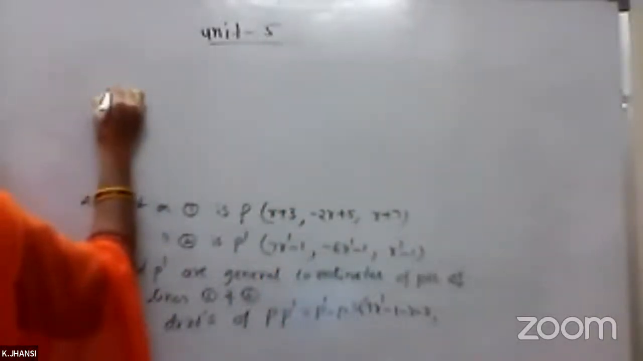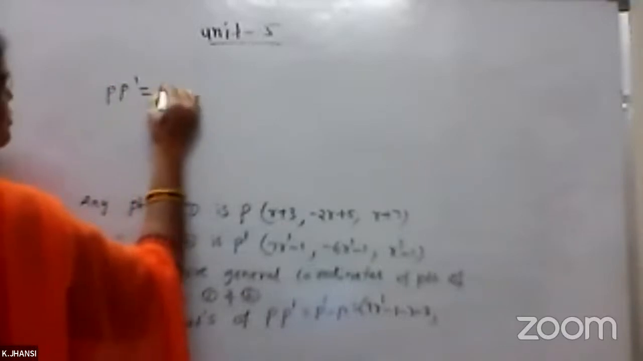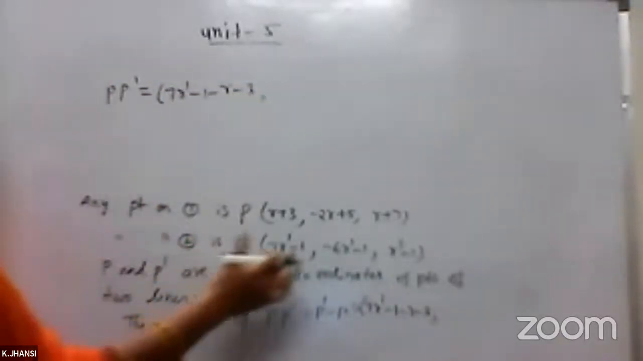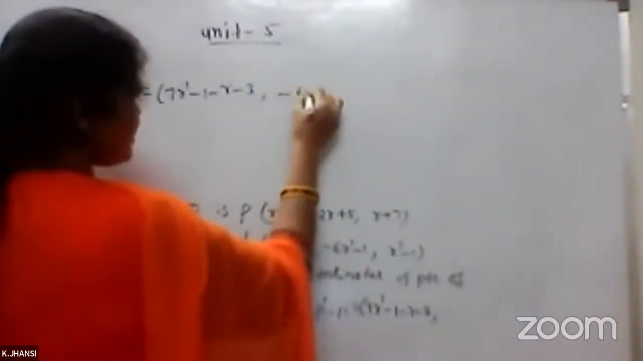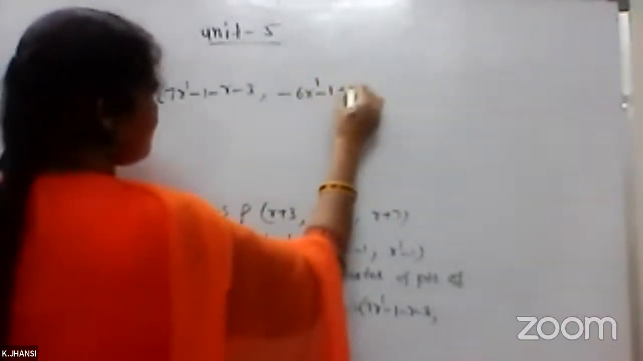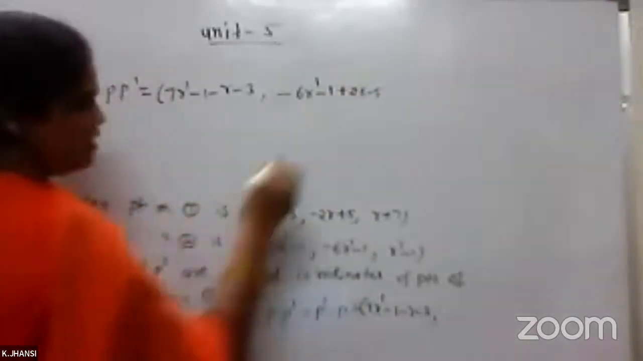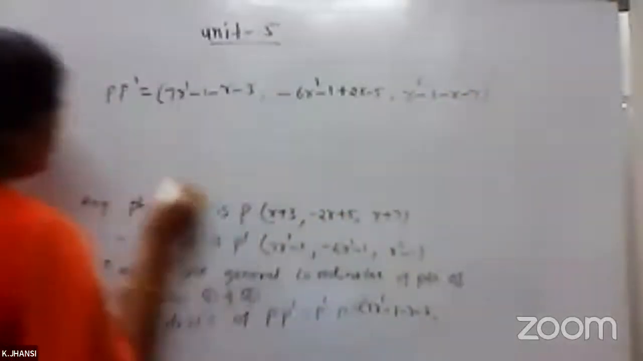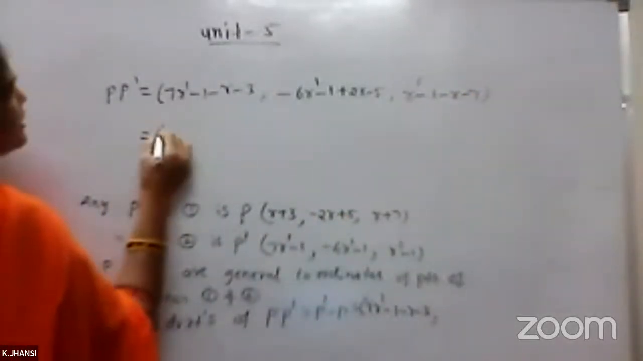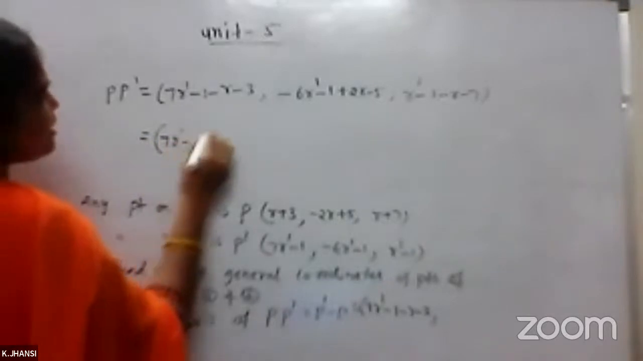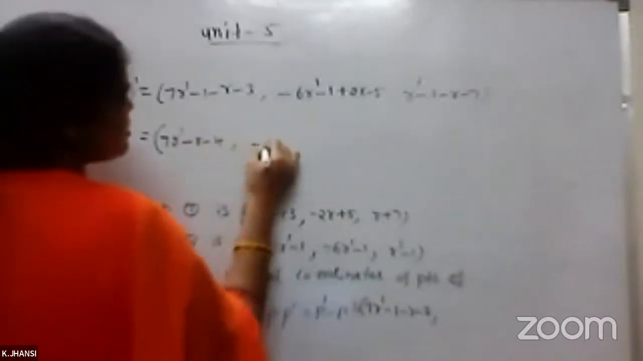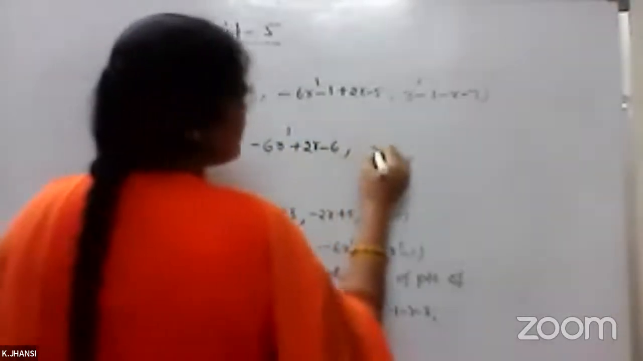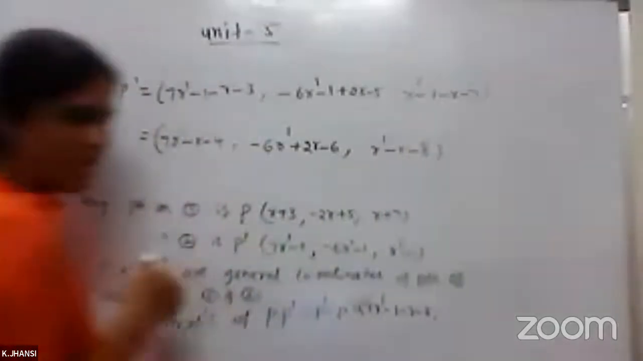Okay. So P dash is equal to 7r dash minus 1 minus r minus 3. After that, minus 6r dash minus 1 plus 2r minus 5. After that, r dash minus 1 minus r minus 7. You do the simplification of this one. That is 7r dash minus r minus 4, 6r dash plus 2r minus 6. Next, r dash minus r minus 8.